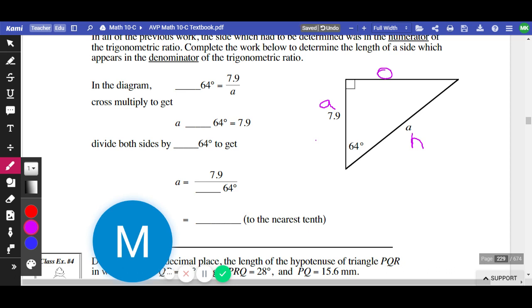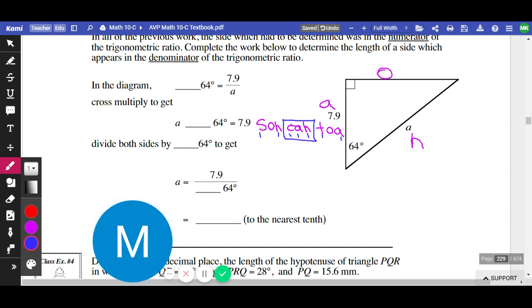We then write out Sohcahtoa to choose which one we want to use. When we write out Sohcahtoa, I'm just trying to find a good spot to write this. Sohcahtoa. We put a check mark underneath our freebies, underneath our adjacent, and underneath our hypotenuse. We need to use cosine.